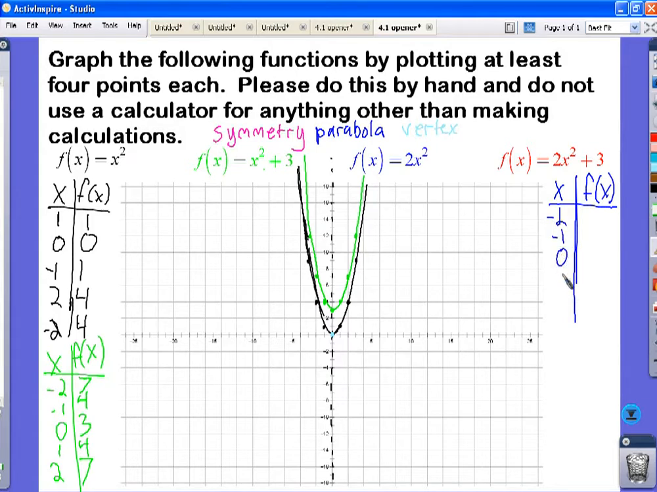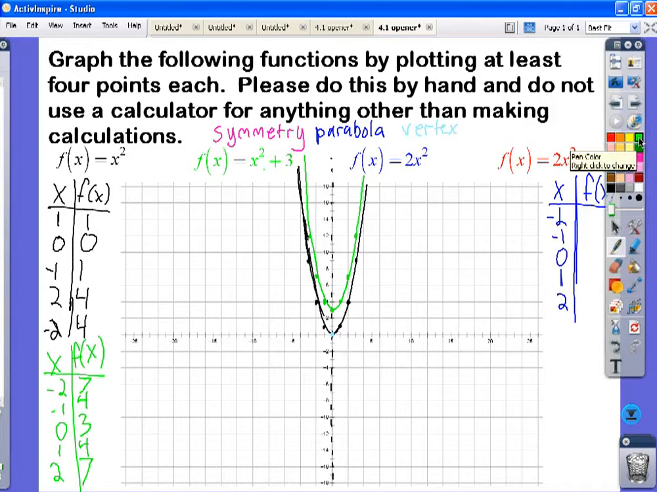Okay, we're going to try this again. Negative 2, negative 1, 0, 1, and 2. Alright. So, how is this function different? You're going to multiply it by 2. After you square it, you're going to multiply it by 2.